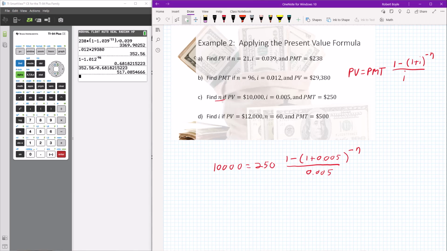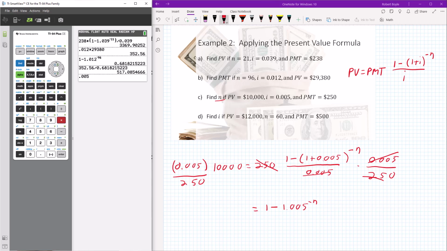Okay, now the next thing that we can do is multiply both sides by 0.005. Also notice I have a 250 in the numerator. I can divide both sides by 250. Notice on the right hand side, this 0.005 cancels out that 0.005. This 250 cancels out that 250. And all I have over here is 1 minus, I could combine this, 1.005 raised to the negative n power. Now we can use our calculator to figure that out. That is going to be 0.005 times 10,000, divided by 250. And that is 0.2.